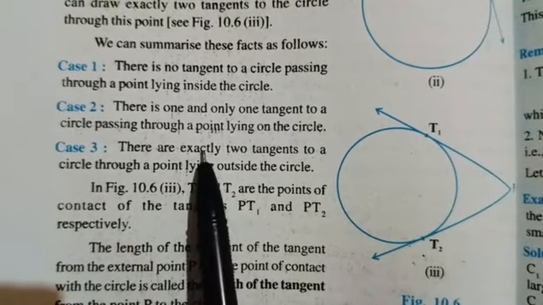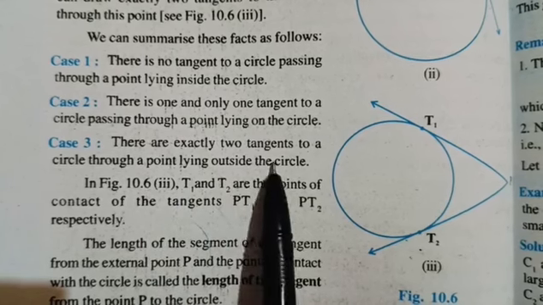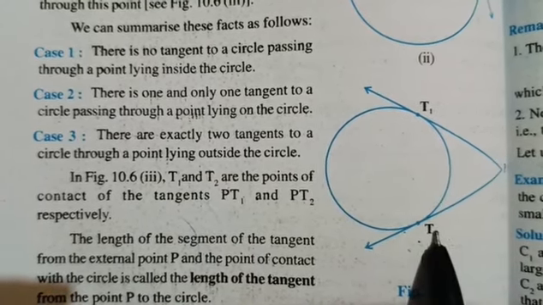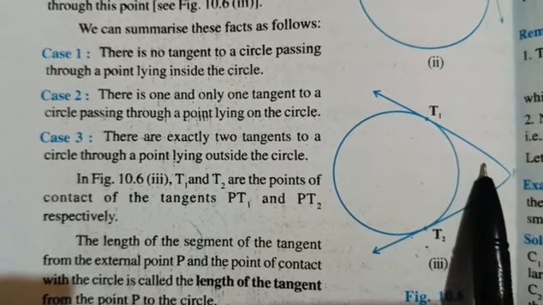Number three, there are exactly two tangents to a circle through a point lying outside the circle. These are PT1 and PT2, the two tangents where P lies outside the circle.